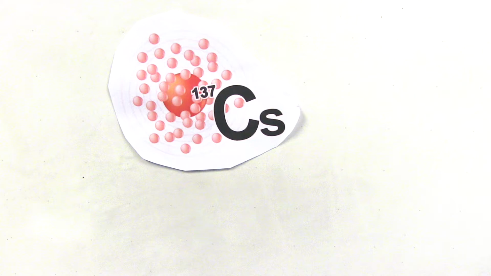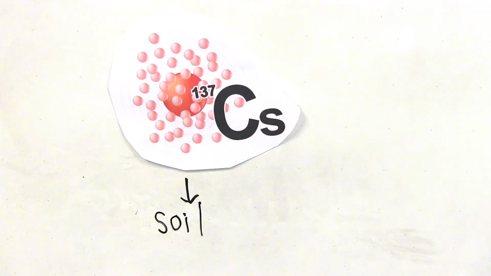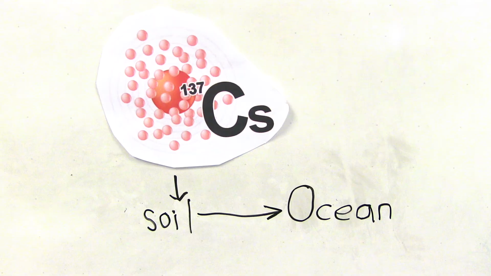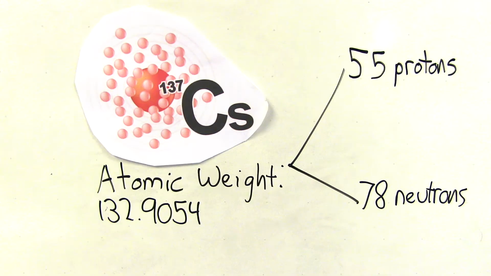Cesium-137 is the radioactive material that seeps into the soil daily and contaminates groundwater below, and from that contaminated water, it seeps into the Pacific Ocean. Cesium usually has an atomic weight of 132.9054, which comes from 55 protons and 78 neutrons. Meanwhile, in cesium-137, there are 5 more neutrons, making it an isotope of cesium.